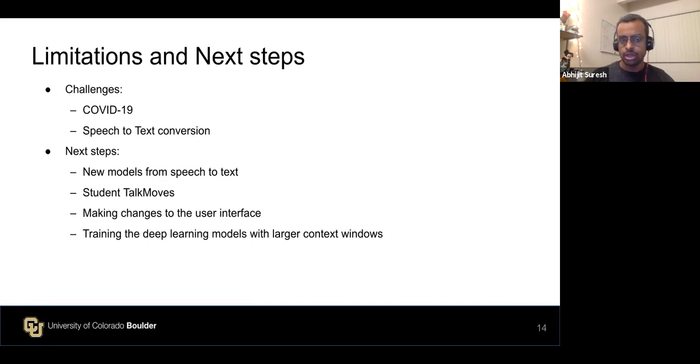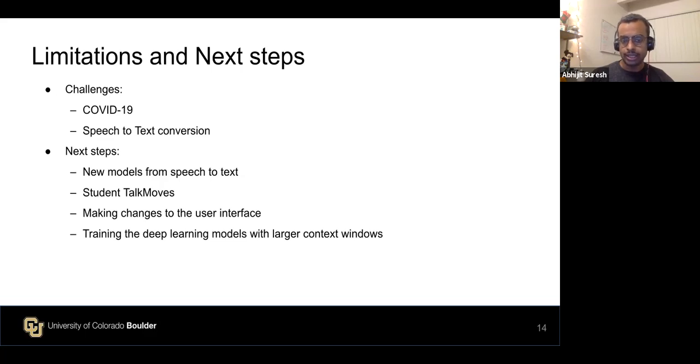For the current audio to text transcript conversion, we use Amazon Transcribe services. While Amazon Transcribe is really good for, say, adult speech, it still has a lot of difficulties recognizing kids' speech. As part of the next step, we want to create new models to improve the performance of speech to text conversion. We also want to brainstorm whether there are underlying patterns in the student utterances, and whether we can identify student TalkMoves from the literature and create a supporting model to recognize them.